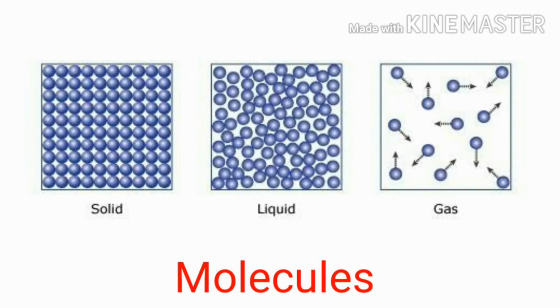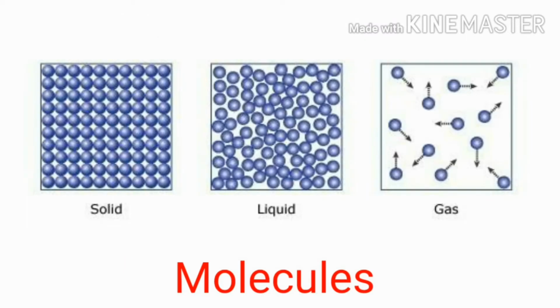Molecules in solids are tightly packed, giving them a definite shape and a fixed volume. In liquids, the molecules are loosely packed, such that they do not have a definite shape but do have a fixed volume. This is the reason why liquids flow and take the shape of the container.